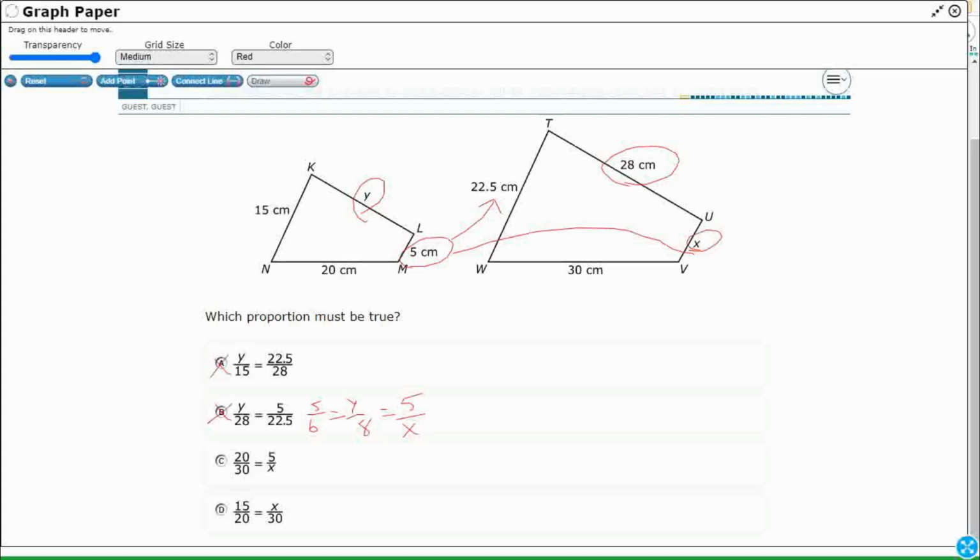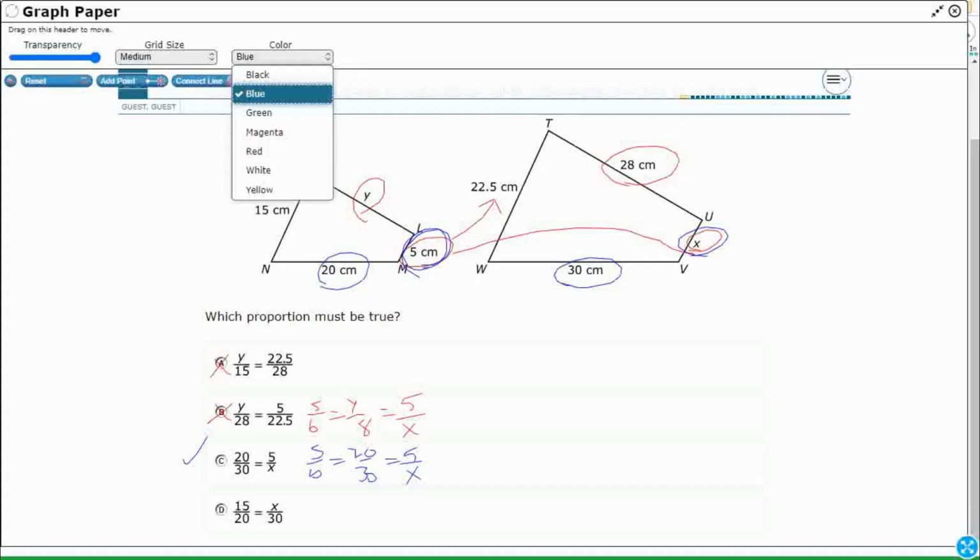Let's check C. So 20 over 30. Okay, so we've got corresponding bases here. And it's small to big again. So 20 over 30. So I got 5. Let's see, we've got 5 over x. Well, that would be, yeah, that's the small to the big. That looks good because it's the corresponding side from small to big. So C looks okay. Let's check D to make sure it's incorrect.